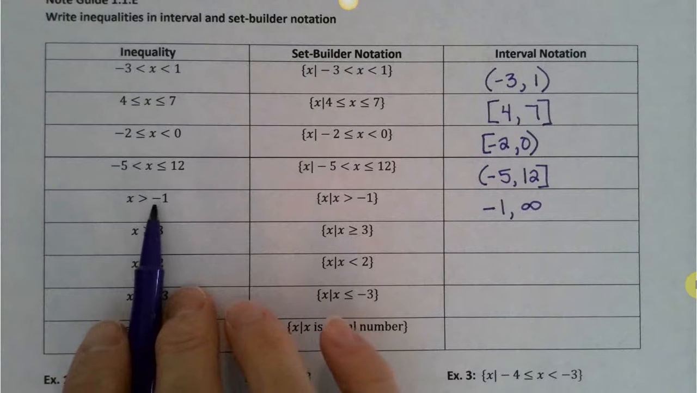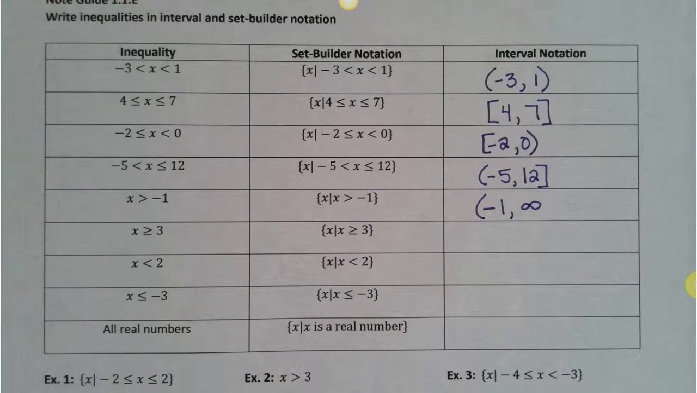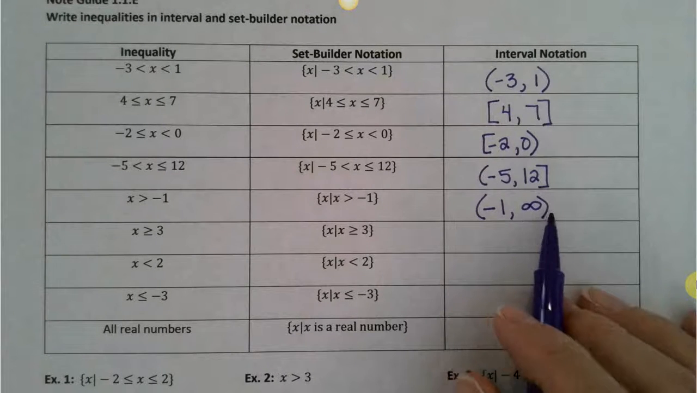The -1 is not included, so it gets a parenthesis. And the infinity gets a parenthesis just because infinity always gets a parenthesis. Infinity is just a symbol. It's not actually a real number that we can reach, that we can count up to. So for that reason, it gets a parenthesis, never a bracket.